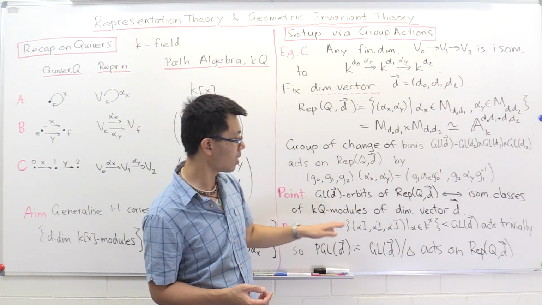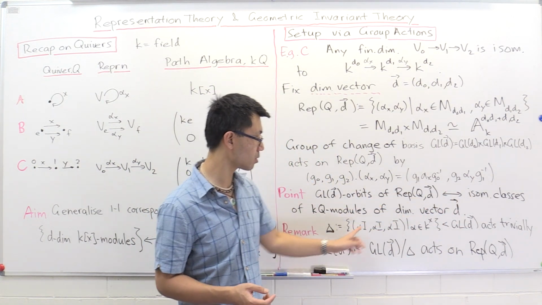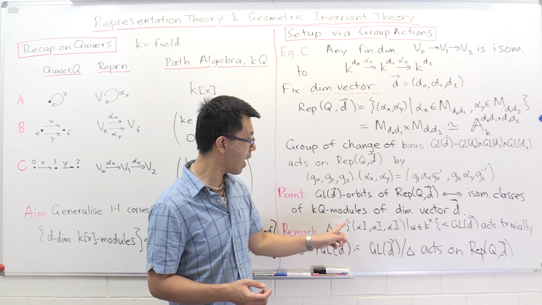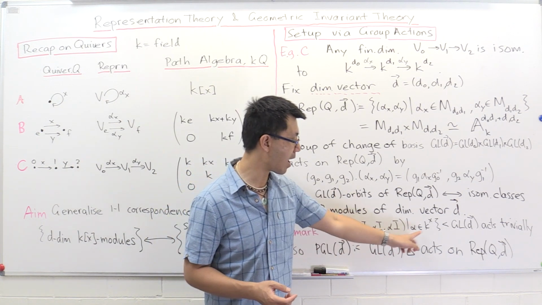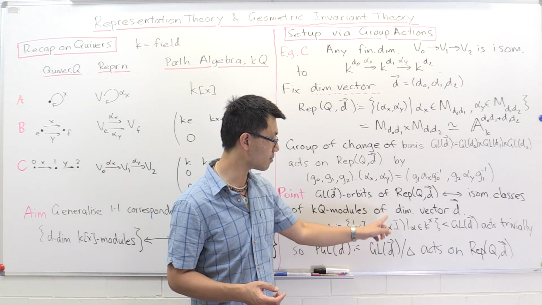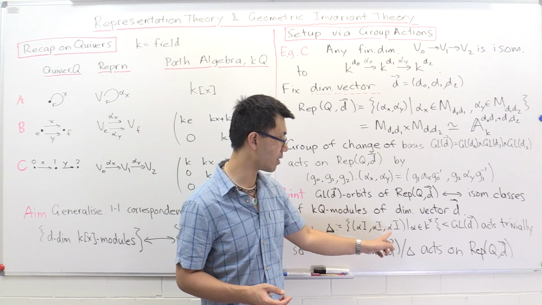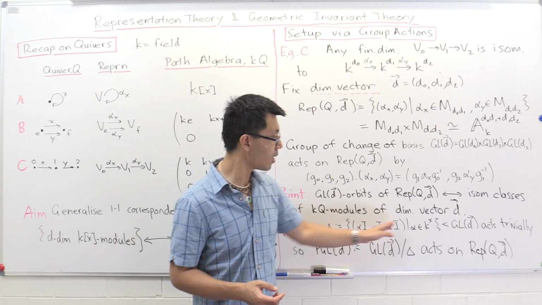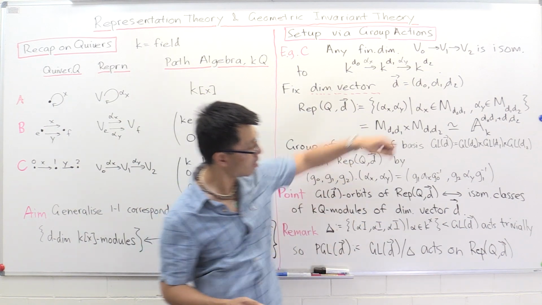So what does that mean? So in GL_d here we have triples. Okay, so this is d0 by d0, d1 by d1, d2 by d2. And now you just have some scalar alpha times the d0 by d0 identity here, and alpha times a d1 by d1 identity here, and alpha times the d2 by d2 identity here, okay? Let's suppose we let that act, okay?